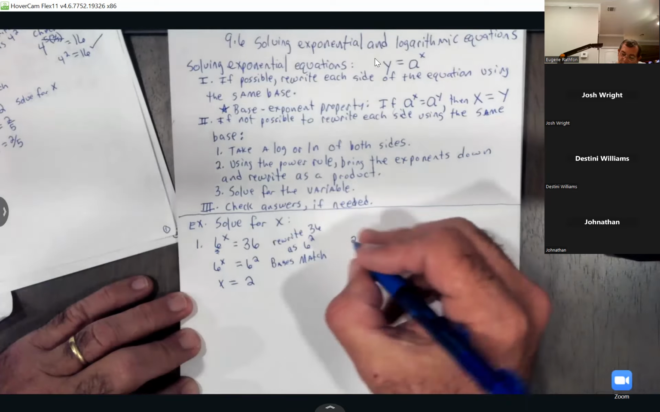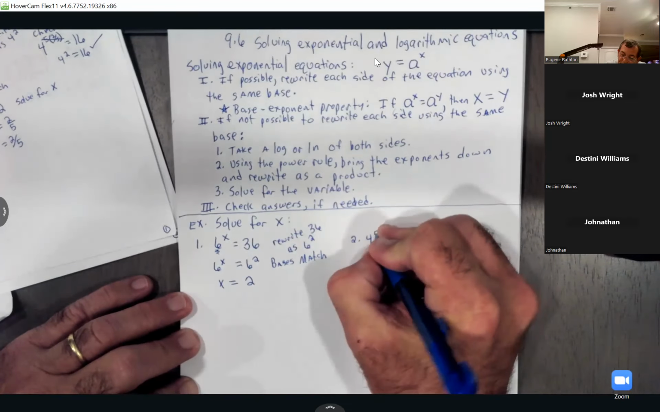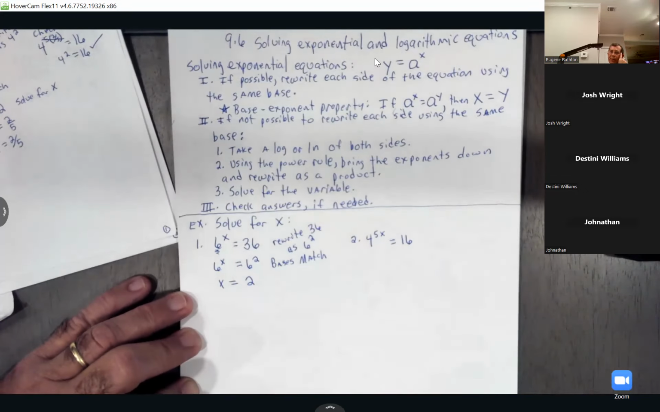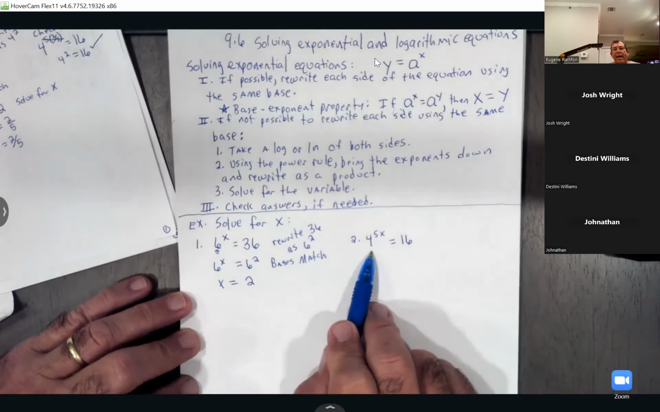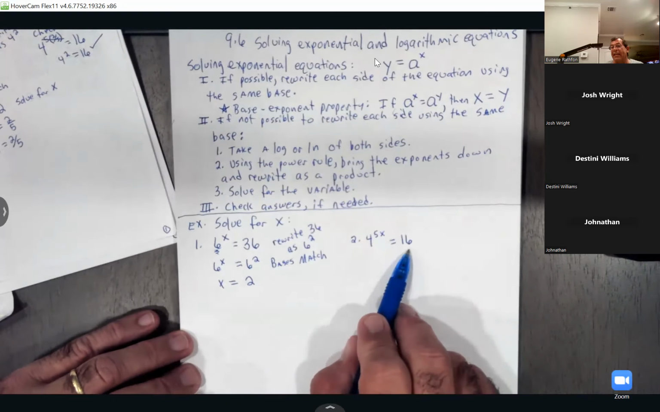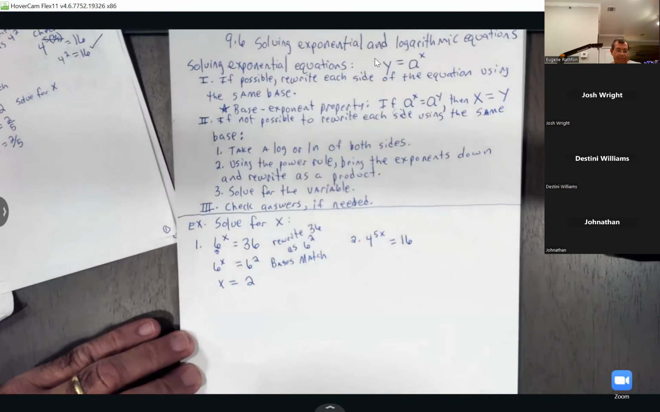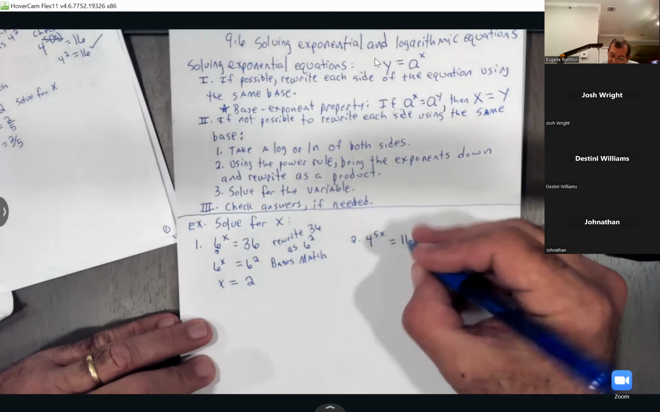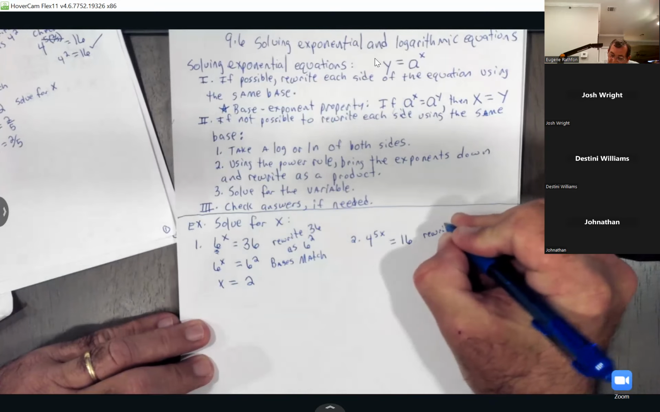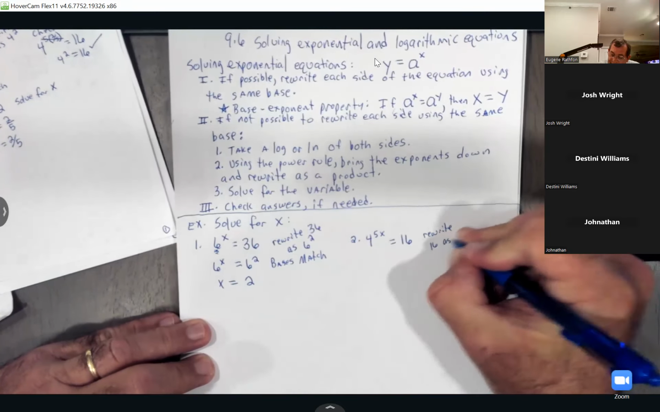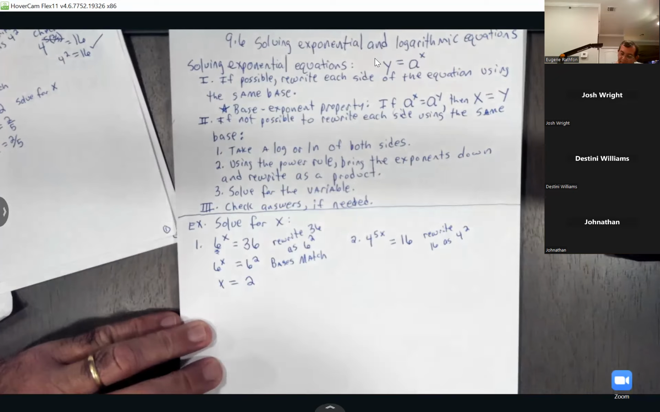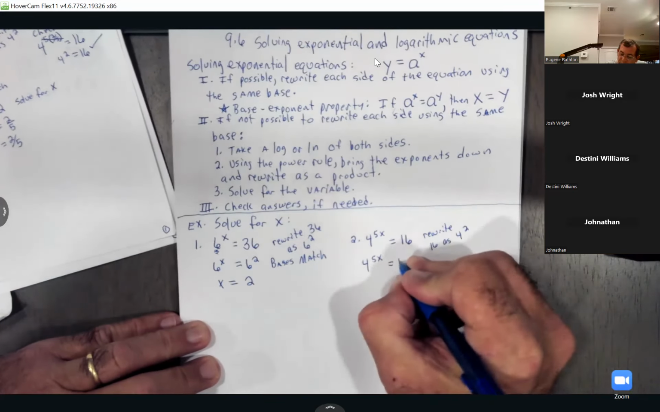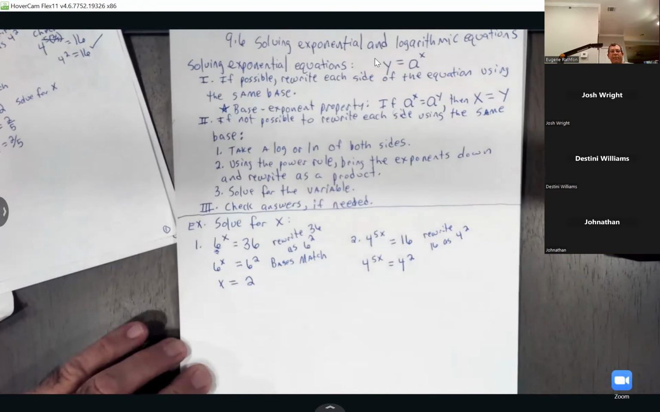So look at this next one. I got 4 to the 5x equals 16. All right, so I got a base 4. Can I rewrite 16 using that base 4? Yes. Okay, you're going to make that what? 4 squared? There you go. So we're going to rewrite 16 as 4 squared. So y'all bring down your 4 to the 5x. That's going to equal 4 squared.